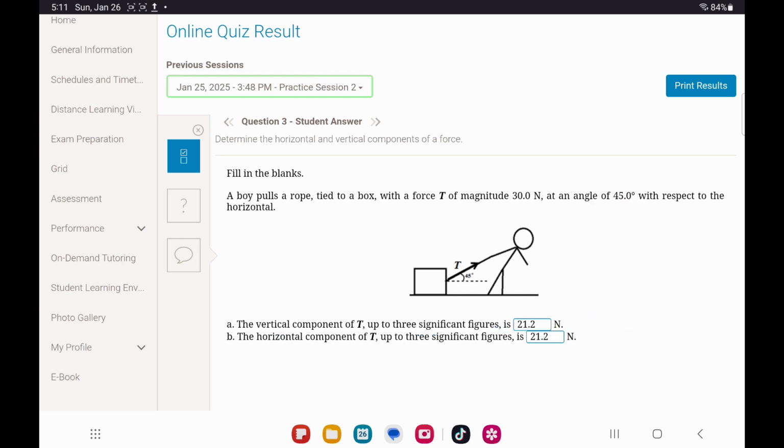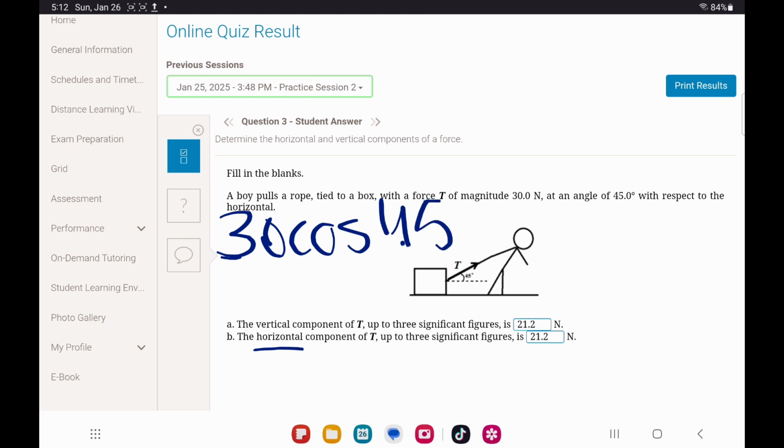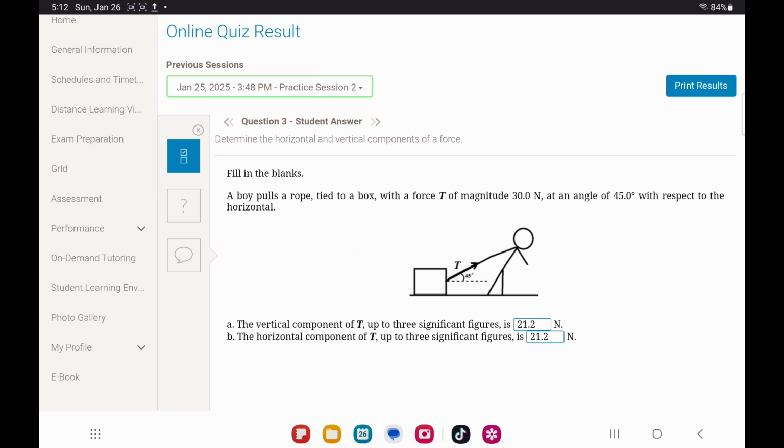Now for horizontal, it's cosine, so 30 cosine 45. On your calculator, if you do 30 cosine 45, you also get 15 radical 2, which is 21.2, and that's your answer. And it's fine if you get the same answer for the vertical component or horizontal component. Just make sure of your answer, but most of the time it's fine.